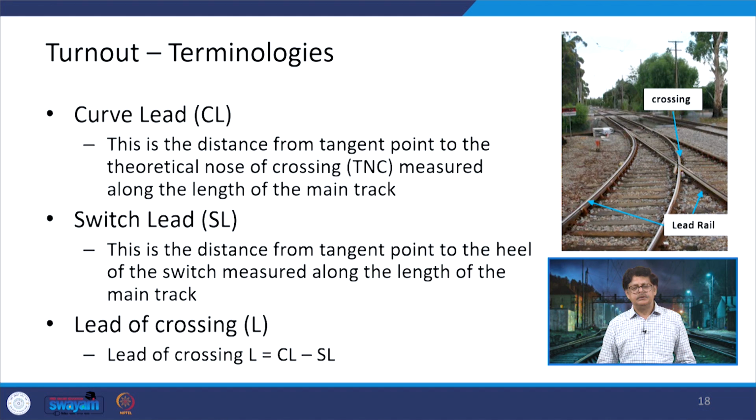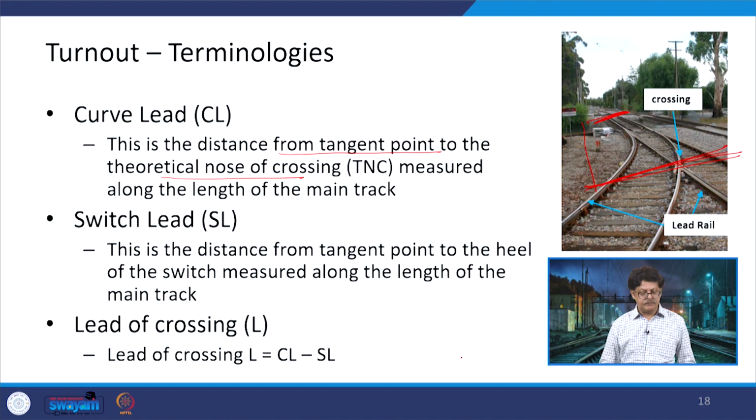Curve lead: this is the distance from the tangent point to the theoretical nose of crossing measured along the length of the main track. So, the tangent point is starting somewhere here, from where slowly it is taking a turn, and then it is going to the theoretical nose of crossing. The theoretical nose of crossing is at this point. So, this particular distance is the curve lead we are talking about.